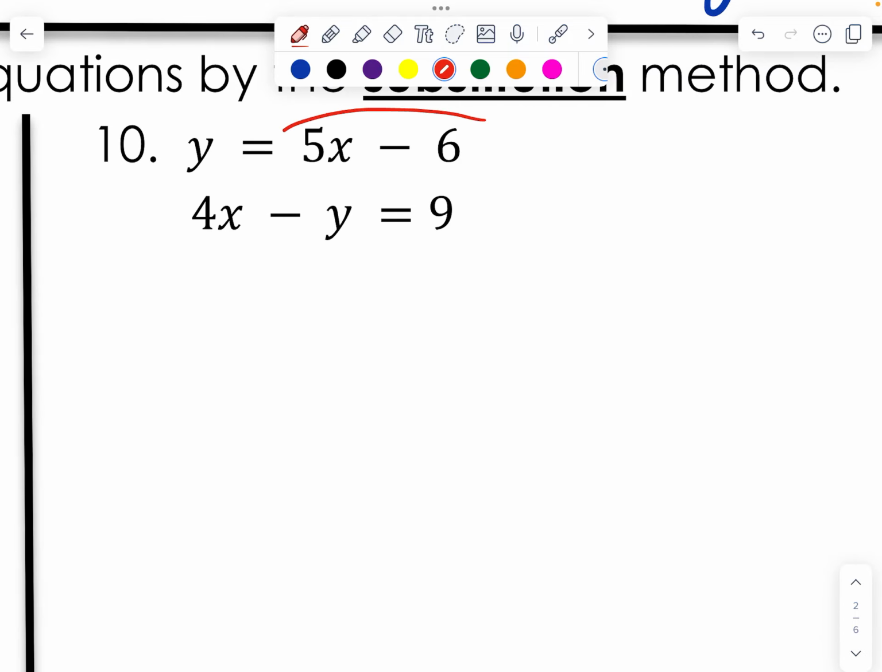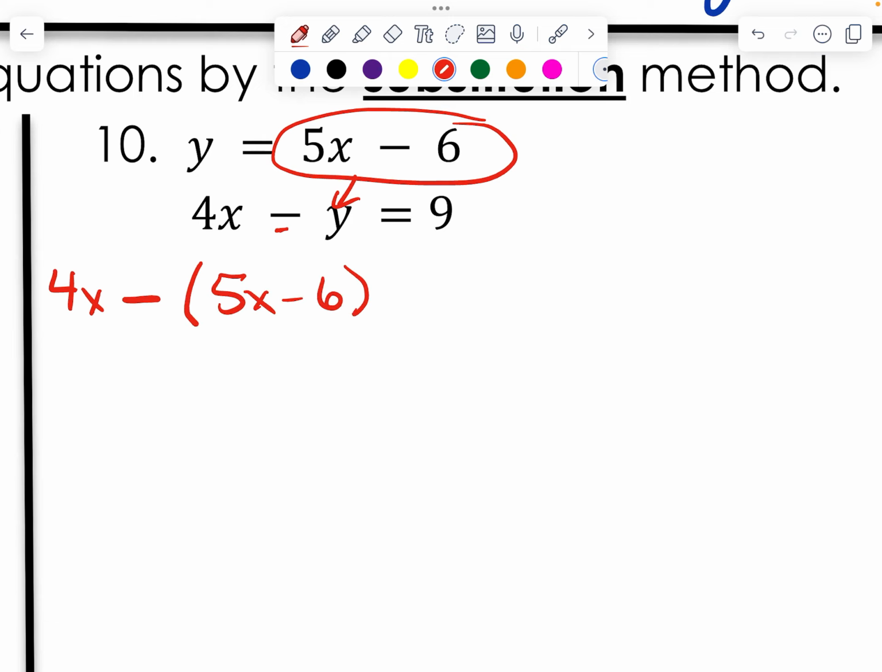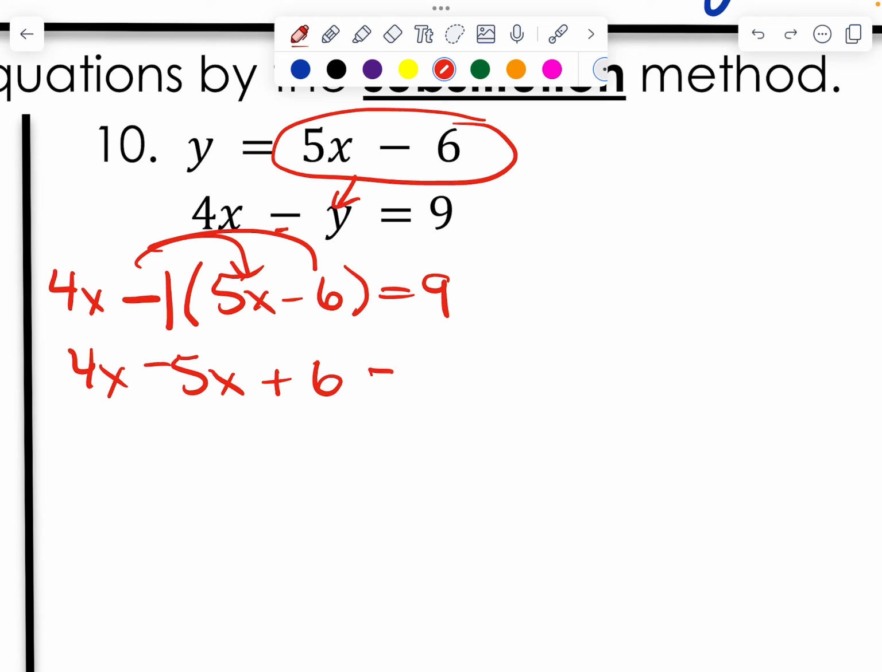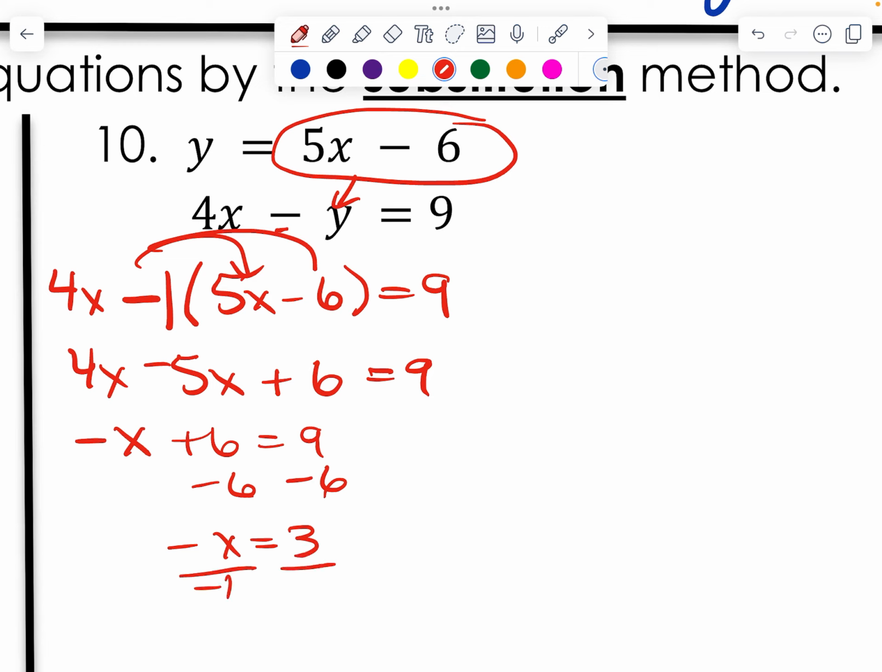This one, this is what y equals. Now be careful, it has this negative sign right here. So 4x minus parenthesis 5x minus 6 equals 9. Remember, there's an invisible 1. Multiply it here, minus 5x. Multiply it here, plus 6 equals 9. So that gets me negative x plus 6 equals 9. Subtract 6. Negative x equals 3. So x equals negative 3.